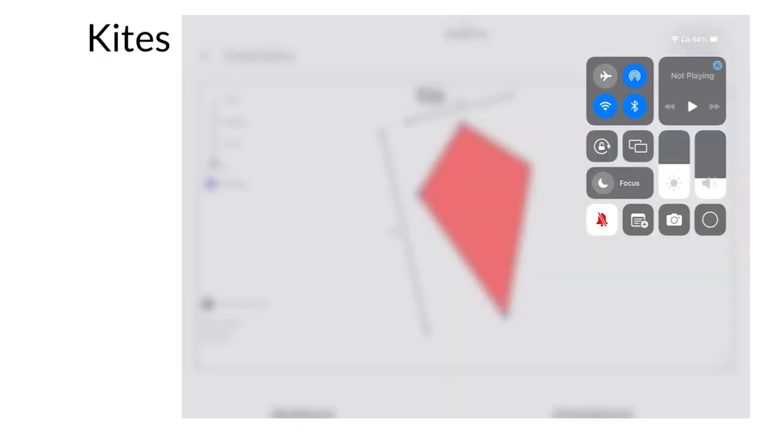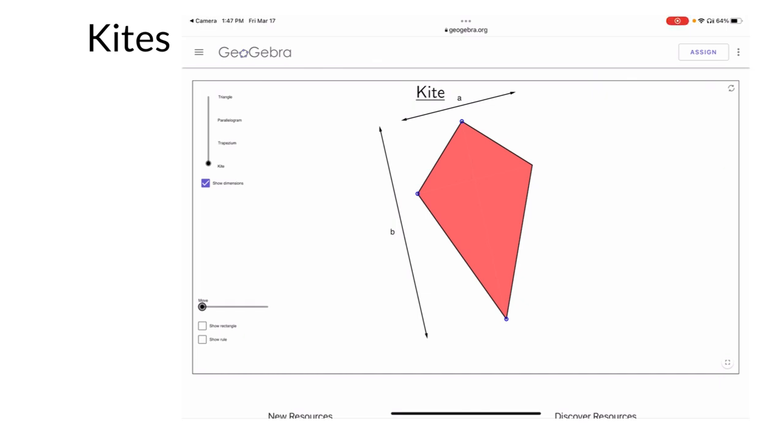Hello, let's take a look at how and why the area formulas for kites and trapezoids are what they are and why they work. First, we look at kite. Hello everybody, quick video to show you the area formula of a kite and where it comes from.